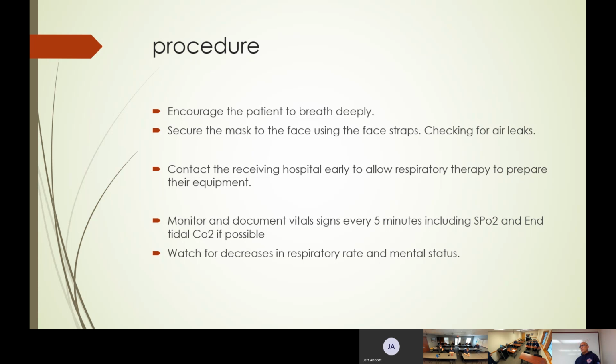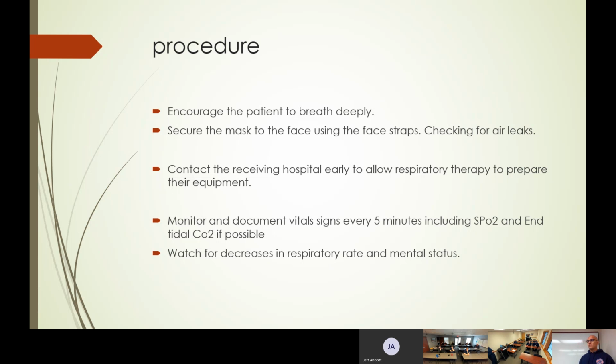Now, if they could breathe deeply and comfortably on their own, they wouldn't have called you. But this is where, when they call 911 and we show up, they assume things are going to get better. So try to start making that a reality for them and explain what's happening. Try to comfort and calm them down, but coach them through their breathing. Secure the mask to the face with the straps, check for leaks, contact the receiving hospital.